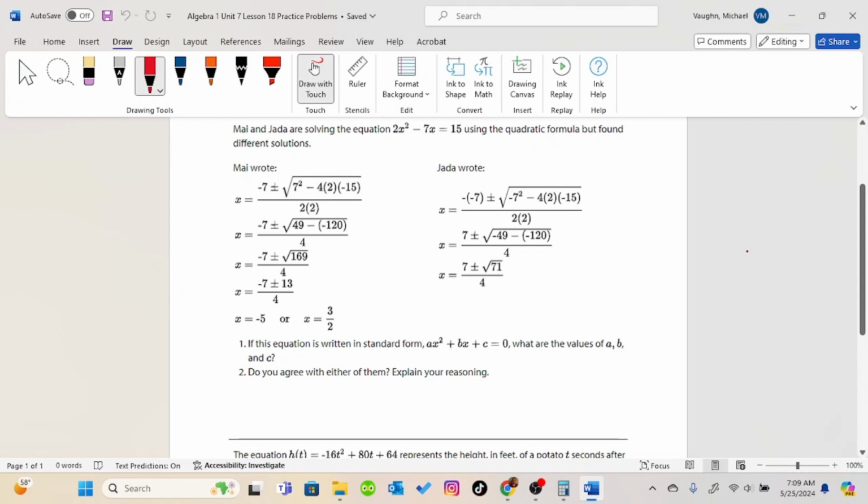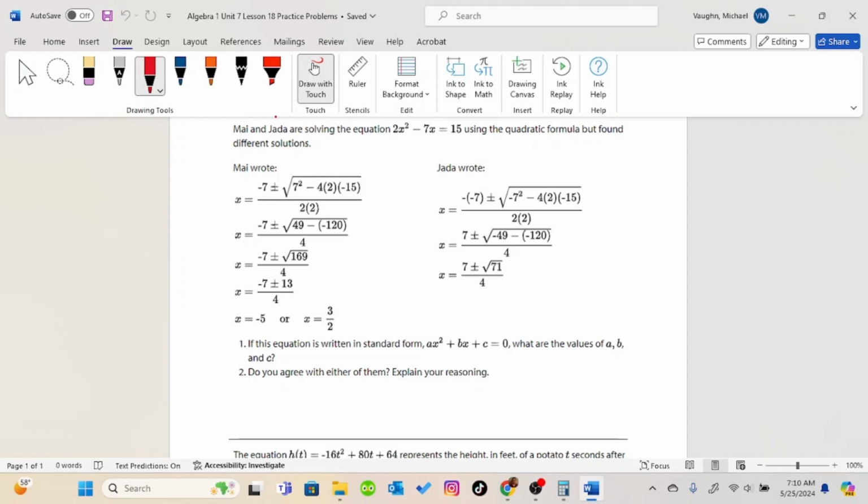Mai and Jada are solving the equation 2x squared minus 7x equals 15 using the quadratic formula, but found different solutions. Number 1, if this equation is written in standard form, ax squared plus bx plus c equals 0, what are the values of a, b, and c?